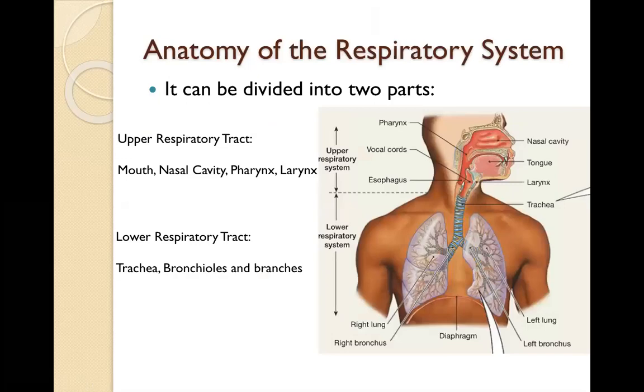The anatomy of the respiratory tract can really be divided into two major parts. There's the upper respiratory tract, which includes the mouth, the nasal cavity, the pharynx, and the larynx. Pharynx, back of the throat, and the larynx is the voice box. The upper respiratory tract, you'll notice that there is some overlap with the GI tract. Mouth is included in both. The lower respiratory tract includes the trachea, the bronchioles, and all the branches.